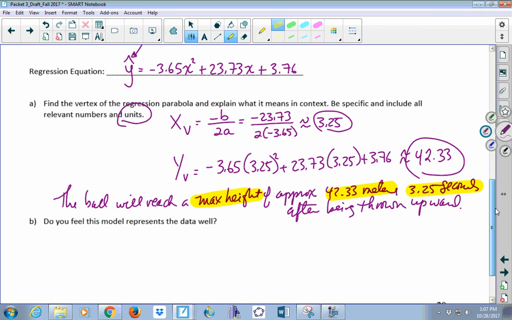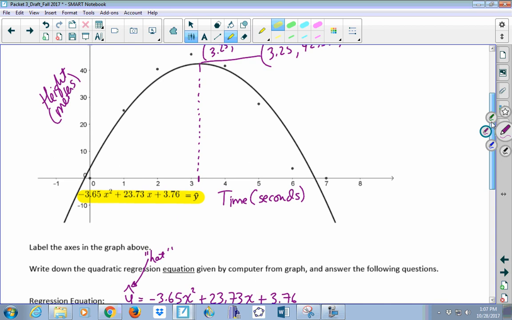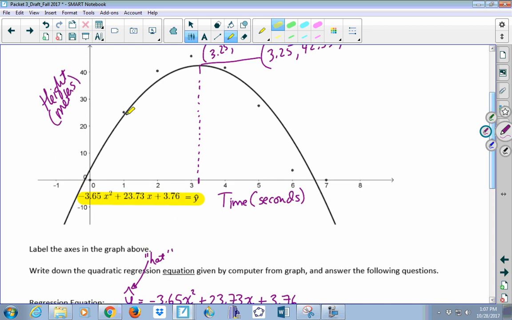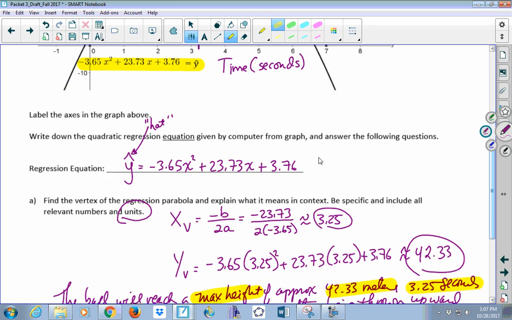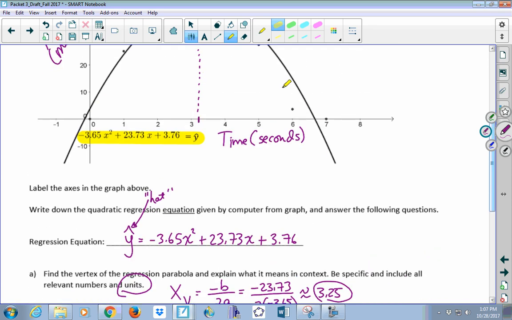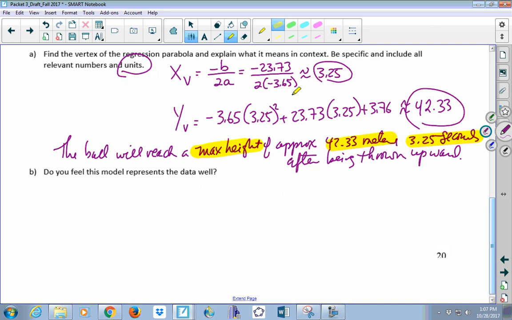All right. Do you feel this model represents the data well? What do you think? If we look at each of the actual data points and we look at the parabola, it appears to be a good fit because the parabola is fairly close to all those points. So I would say, yes, the parabola fits the data well. It's a pretty good fit.